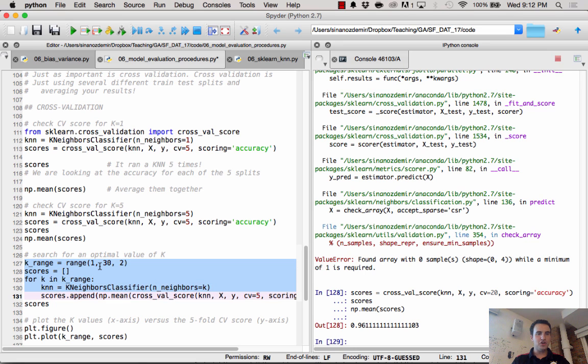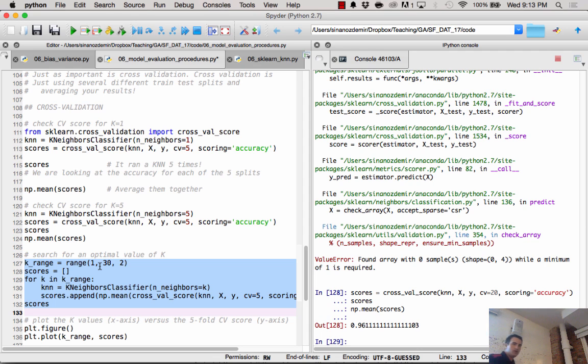If I do that, to read this code, I'm making a list from 1 to 30, step 2. So the list is 1, 3, 5, 7, 9, 11, 13, etc. I'm initializing an empty list of scores. For each K, I'm going to make a new K-neighbors classifier of n neighbors K, and then do a cross-validation 5 times. And then add the score to scores.